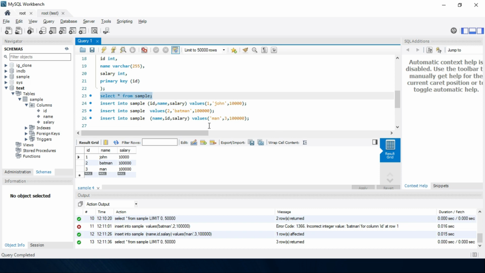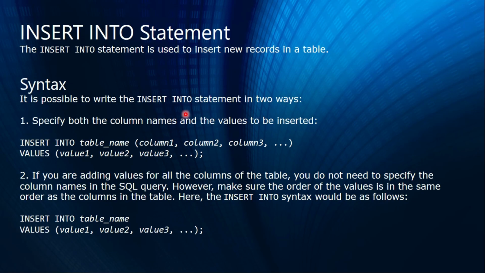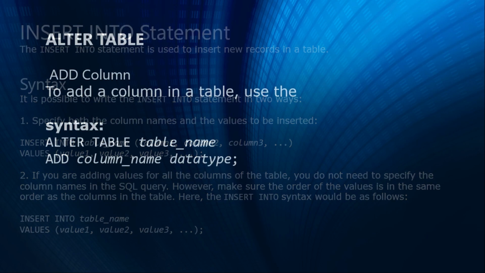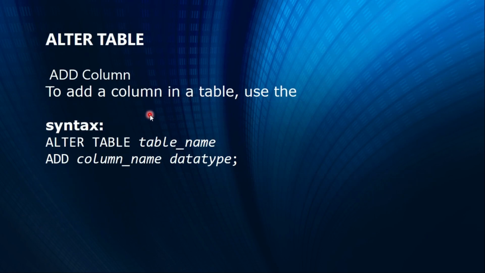So this is how the insert statement works, guys. If you want to insert data in the table, you can insert it using the insert statement. So the next is alter table. Let's look into the explanation. If you want to add a new column to the existing table, then you can use alter table, then table name, and then column name and the data type.